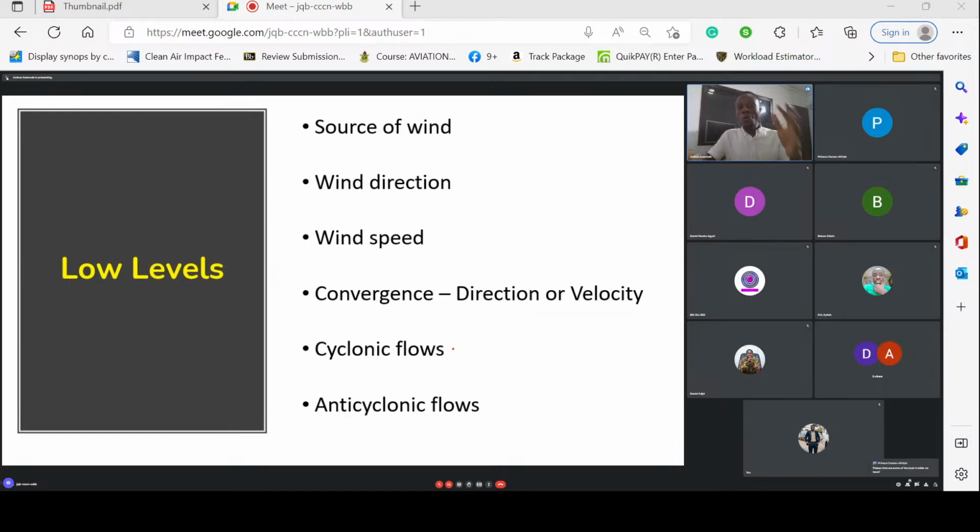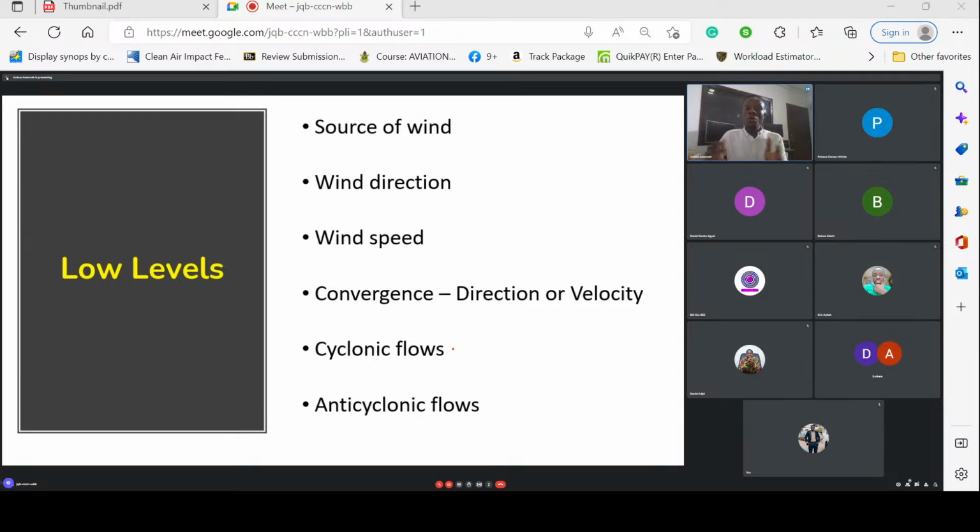So when we pick a low level wind, we are interested in where the wind is actually blowing from. Is it coming from the ocean? What is the speed of the wind? Will it be able to carry enough moisture as it comes into the country? How is it moving? Is there any convergence? Are we getting winds meeting from any point? Are we getting the speed reducing as it moves, leading to velocity convergence? Are we getting some anti-clockwise flows around a specific area, or are we getting clockwise flows in an area?